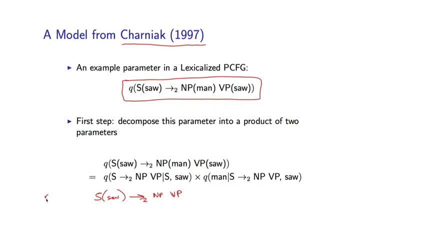Okay, so if you think we're rewriting S(saw), there are many possible ways of rewriting it. Here I have a parameter corresponding to just the choice of the rule, and for now ignoring the second lexical item, man, associated with this rule.